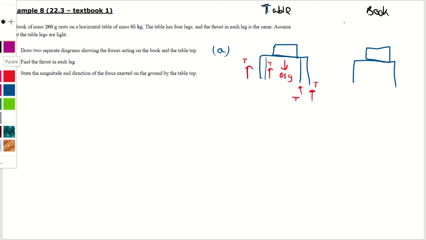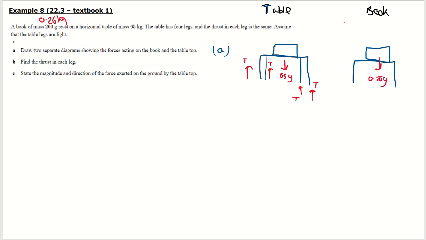Let's just look at the other diagram for a second. The book has got its own weight. It's slightly confusing here: the mass is given in grams, so it's 0.26 kilograms. So actually, the force is 0.26g. Grams and g for gravity are not the same thing. But we should also know this reaction force. The book feels the table pushing against it, which means over here, the table has got a force from the book pushing down on it, which is not the 0.26g per se, it's not an acceleration, but just the reaction force. Okay, right, so that's part A.